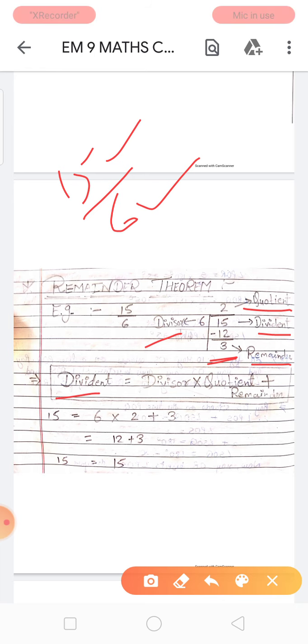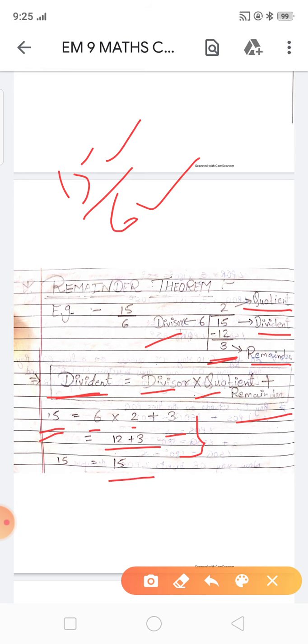So we write our dividend as: dividend is equal to divisor multiplied by quotient plus remainder. So our dividend 15 is written as 15 is equal to 6, our divisor, multiplied by 2, our quotient, and then plus 3, our remainder. Calculating the RHS, we get 12 plus 3, that means 15. So by multiplying divisor and quotient and adding the remainder, we get our dividend.